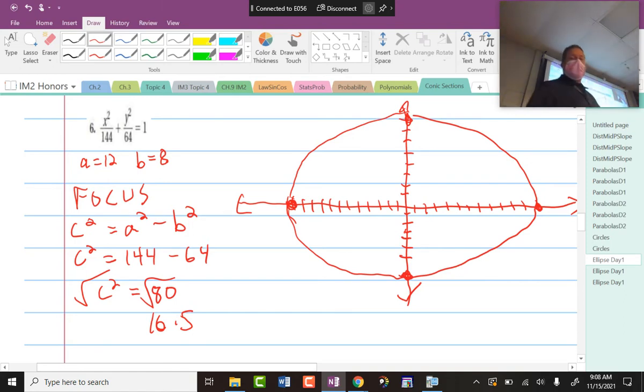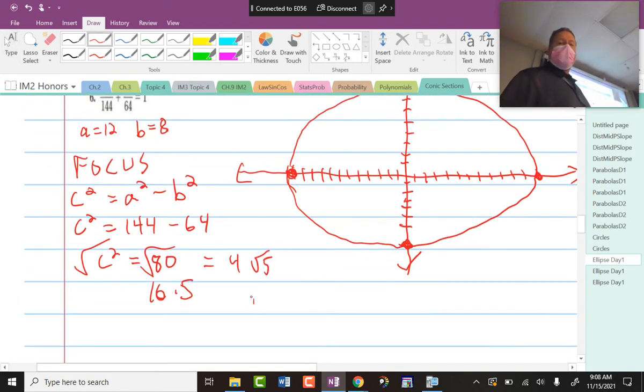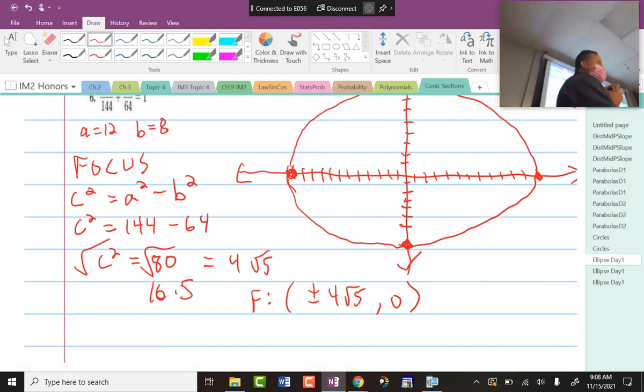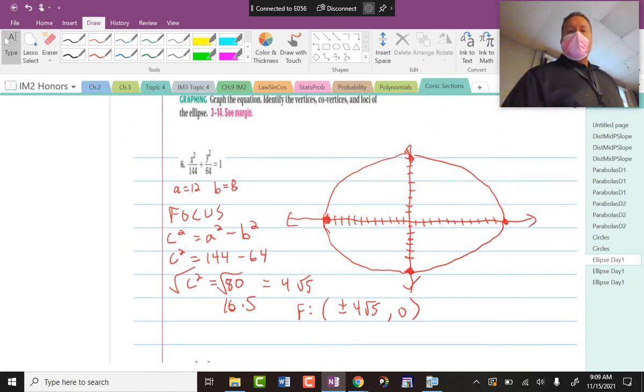What's the square root of 16, everybody? 4. So this is 4 root 5. So here's what the foci are. The foci must be right, left, 4 root 5, comma 0. Again, reiterating, all of our starting today, we're going to be at 0, 0 for a center. Then we'll see tomorrow how easy it is when we change the center compared to what we did with the circle. And then we have to complete the square, and that becomes a little bit of a challenge. So that's a challenge tomorrow.